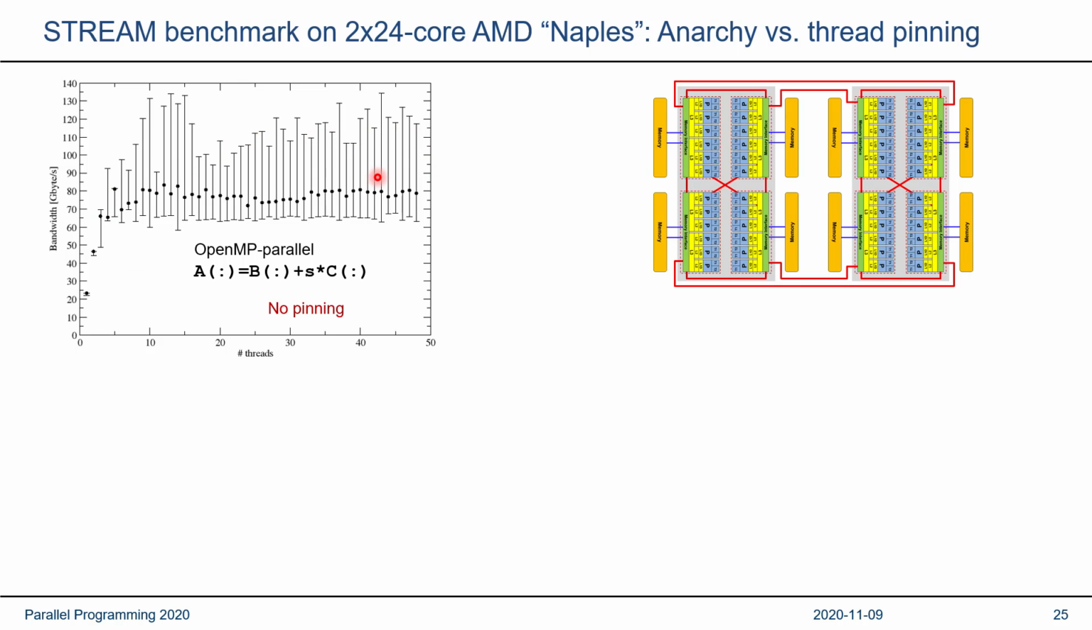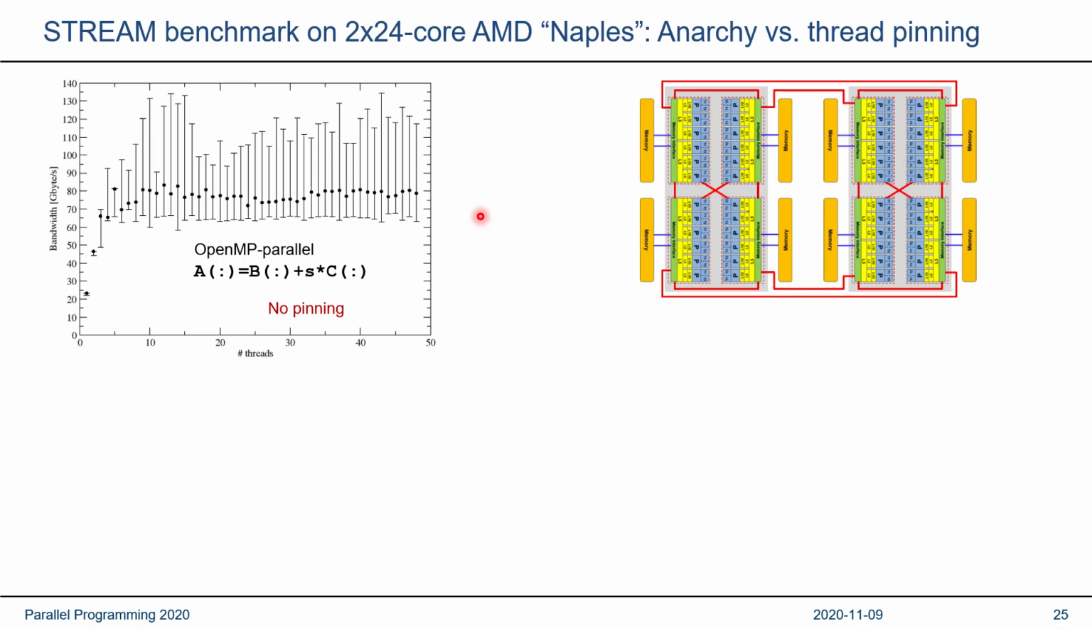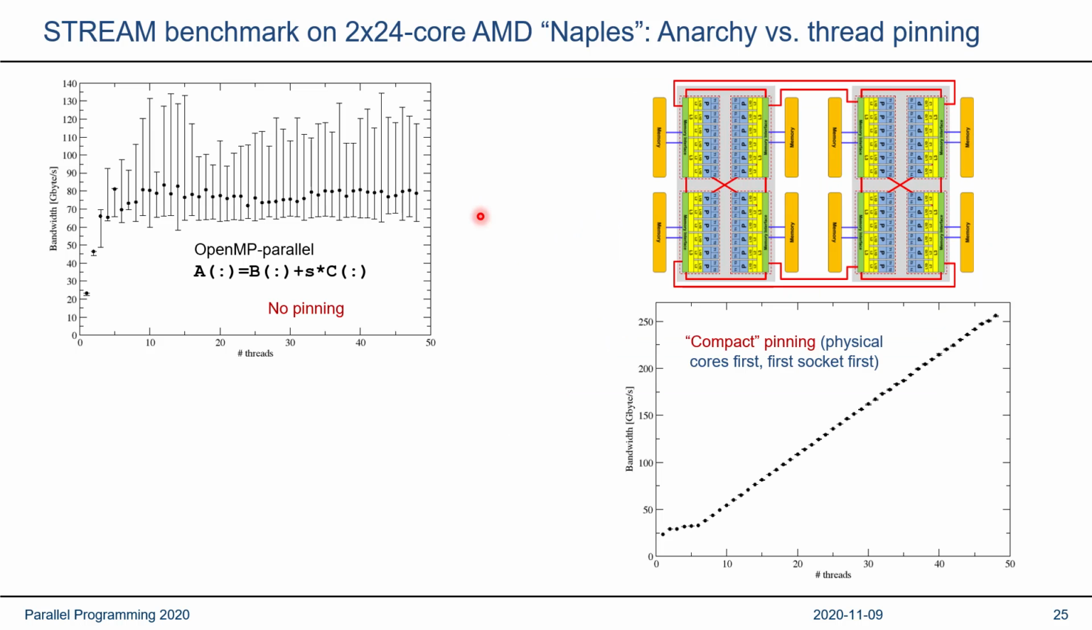So even if the number of threads is constant, the spread in outcomes, in performance outcomes, is huge if you don't do anything about affinity. Now, to show that it's actually the affinity that generates this huge variation in runtime and in performance, we conduct the same experiment with so-called compact pinning.